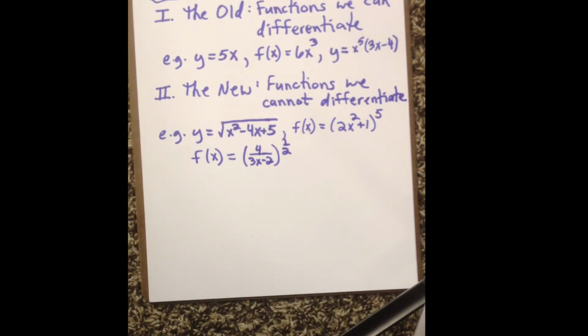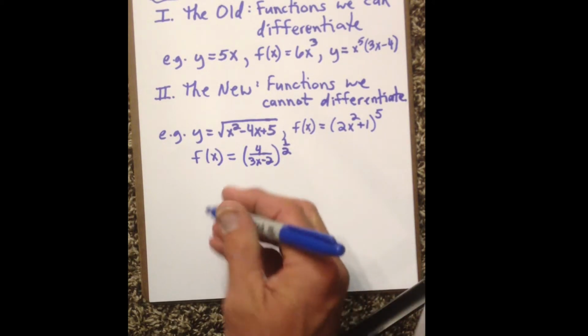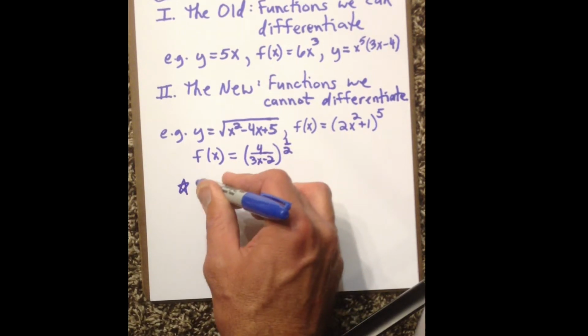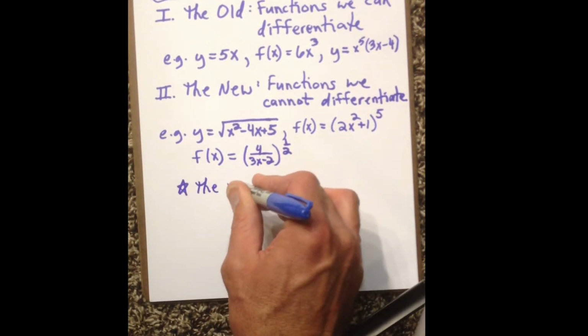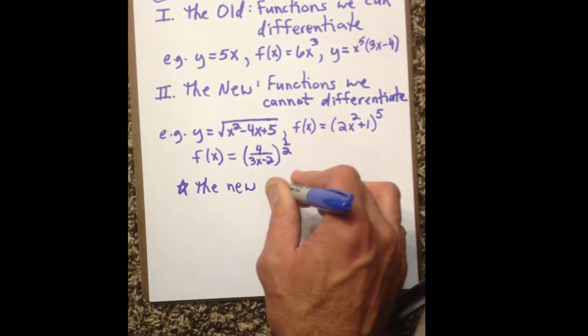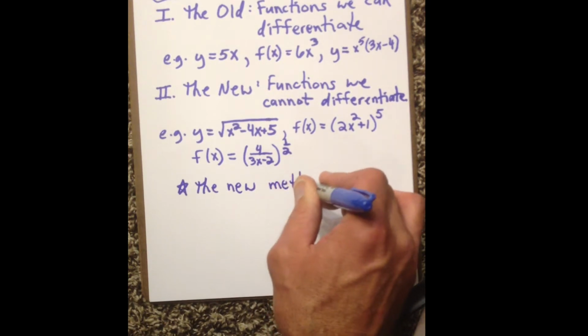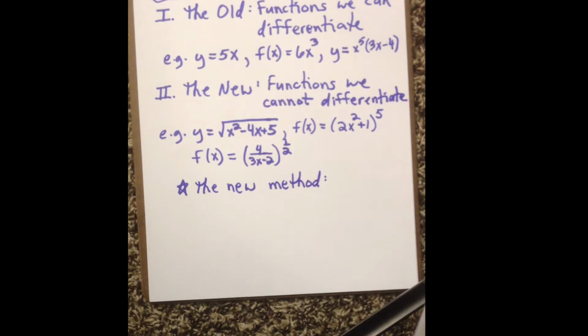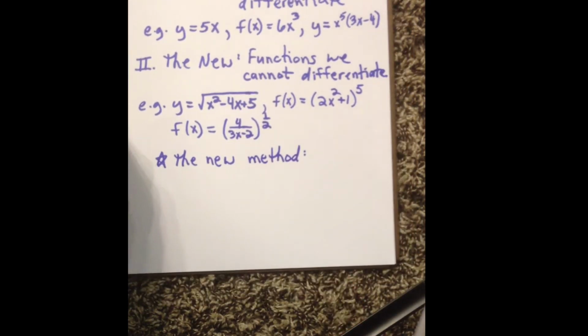All right, so we'll look at how to figure these out. And the method we're going to use is called the chain rule. So we'll put a star by that. We'll call this the new method. And we'll look at a couple of these examples, and we'll go from there. So this new method is called the chain rule.